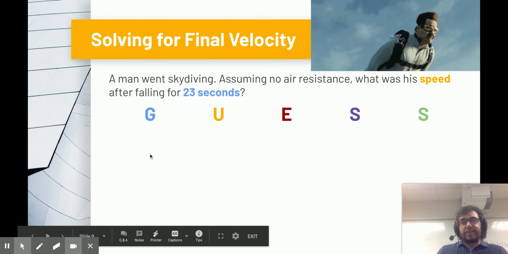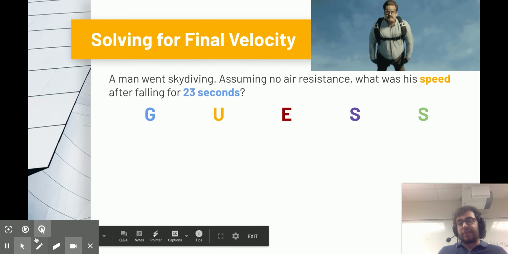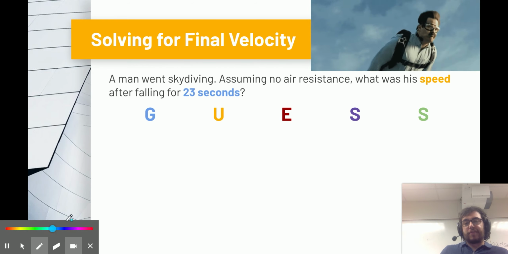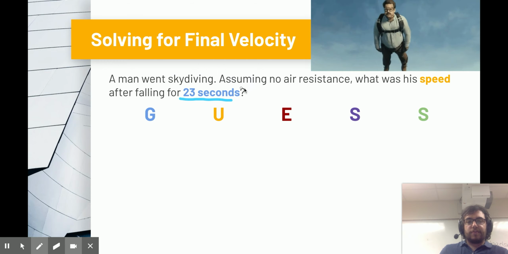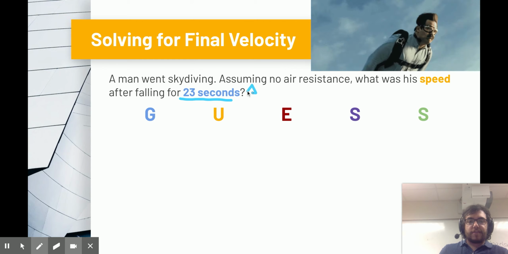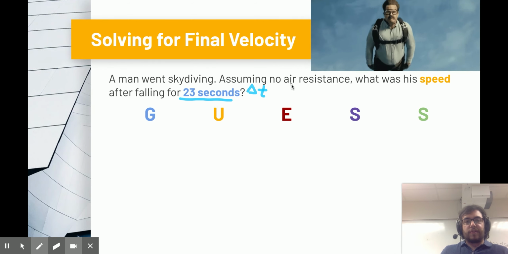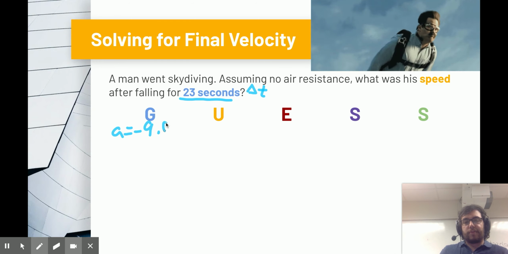A man went skydiving, assuming no air resistance. What was his speed after falling for 23 seconds? Ooh, this one might be a little bit different if you haven't noticed. So, he went skydiving. 23 seconds. That's our time. Since there's no air resistance, we can assume that our problem will work pretty well.